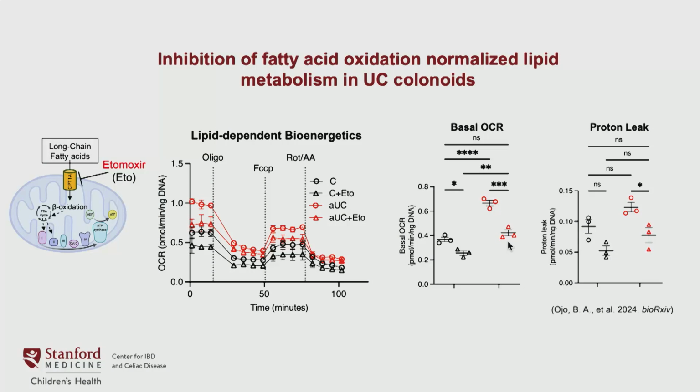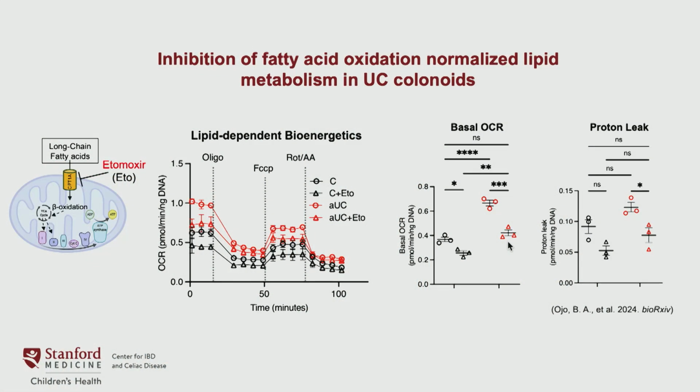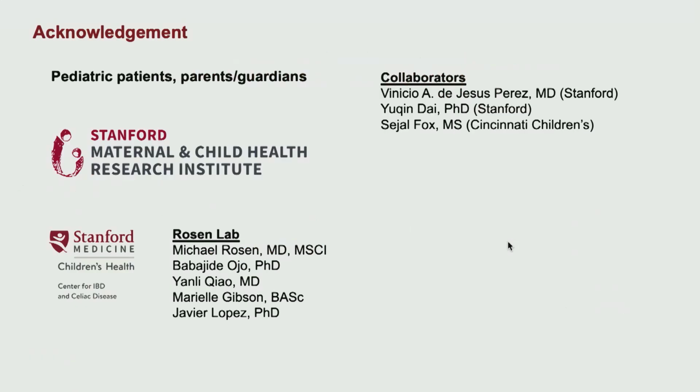By studying this metabolic abnormality, we also explore the potential of correcting these disruptions by blocking fatty acid oxidation using etomoxir. As we can see, with the inhibition, it normalizes the oxygen consumption in the UC organoids, and there's no difference between the UC with inhibition compared to the control group. So together, our study highlights the importance of targeting lipid metabolism as a novel therapeutic to treat UC.